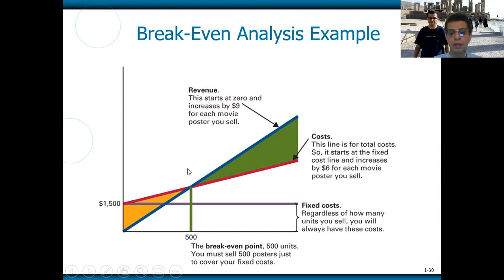So the total cost is made of fixed cost plus a variable cost per unit, and revenue is the price that you are selling at. So when the fixed costs and variable costs, added together, equal the revenue, then you have a break-even point, which is this one.